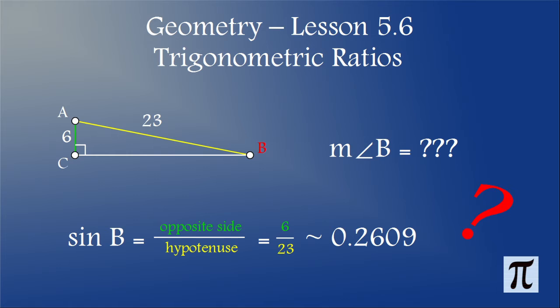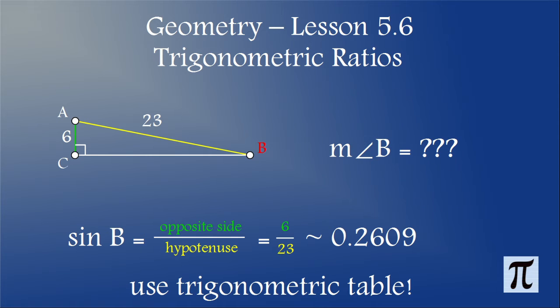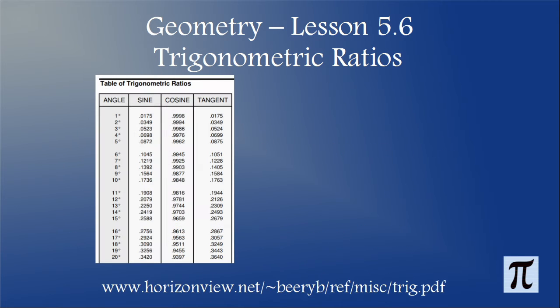But what do we do with that information? How does that help us find the measurement of angle B? Well, you could go into your computer and find a scientific calculator, but we're going to use a trigonometric table. Most likely, this is in the back of your textbook, but can easily be found online. Here's a section of the table of trigonometric ratios. This link will also be provided in the video description.